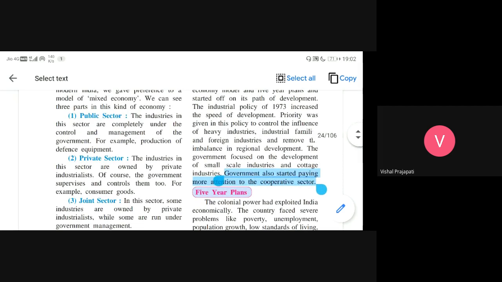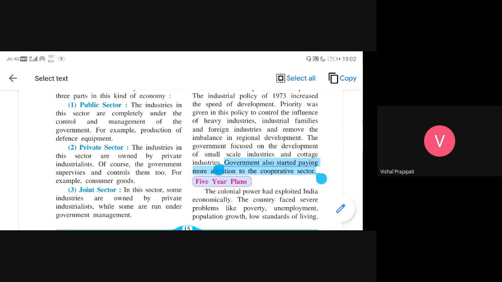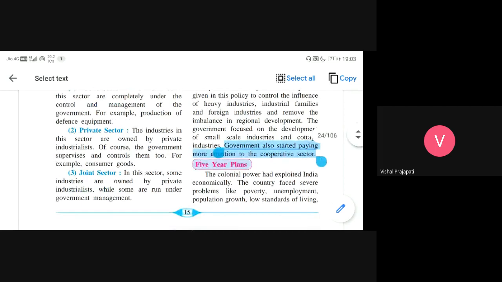After that, we studied the different parts of the mixed economy. First one is the public sector. Public sector means it is of the socialist type. Everything is owned by the government, in the name of the people. Everything is owned by the public, I mean the government, the state.